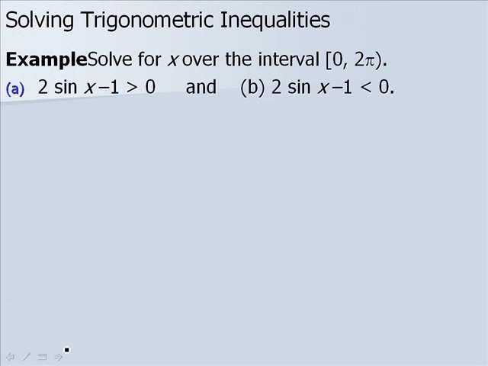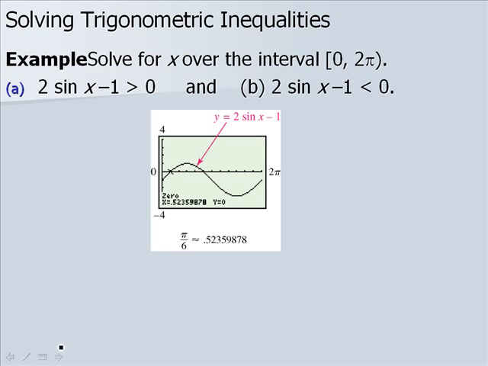Now let's look at solving the inequalities. We want to solve for x over our interval 0 to 2 pi. So we'll use the graph from before. You see it's the same equation except now we have our inequalities. In part A, we're asked when was our equation greater than 0. So we look at the graph and we see that it's greater than 0 when it's above our x-axis. So that would be between our 2 points here.